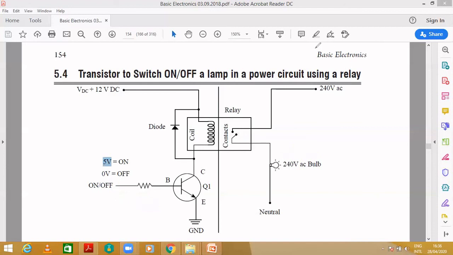Okay, so this is about a transistor to switch a lamp on or off.